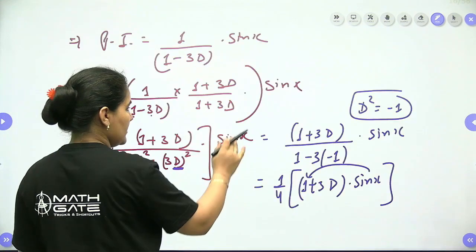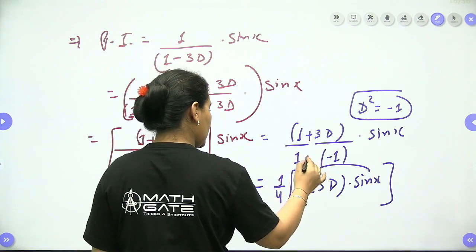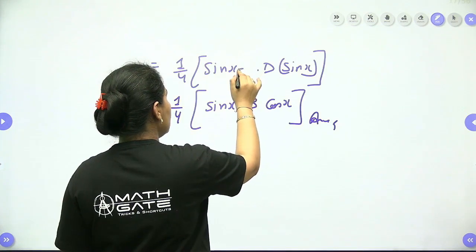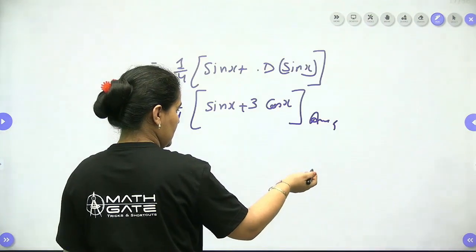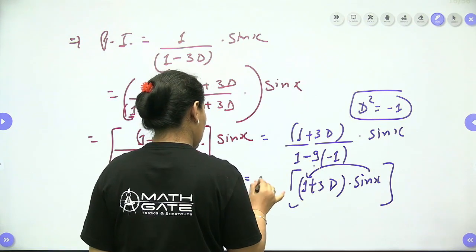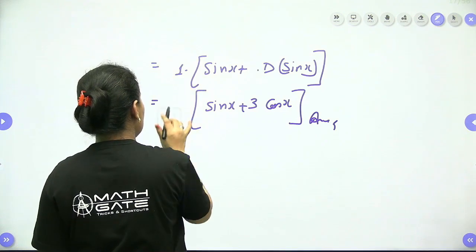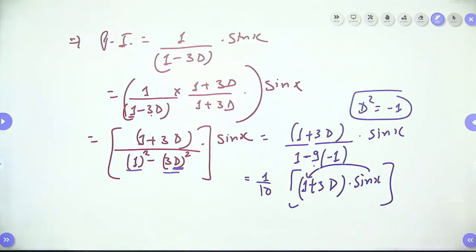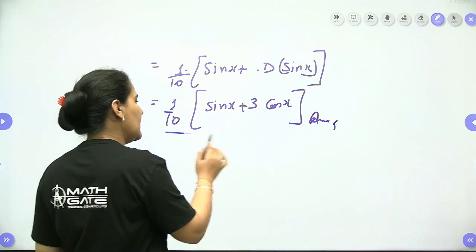No, we made a mistake, dear students. Here it will be a square minus b square, so it will be 3 square, which is 9. So it will be 9 here. So it will be 1 plus 9, which is 1 by 10 only. Now it's clear, I think. So with 1 plus 3D, we will have 1 by 10 into sin x plus 3 cos x. This is the final answer, right?